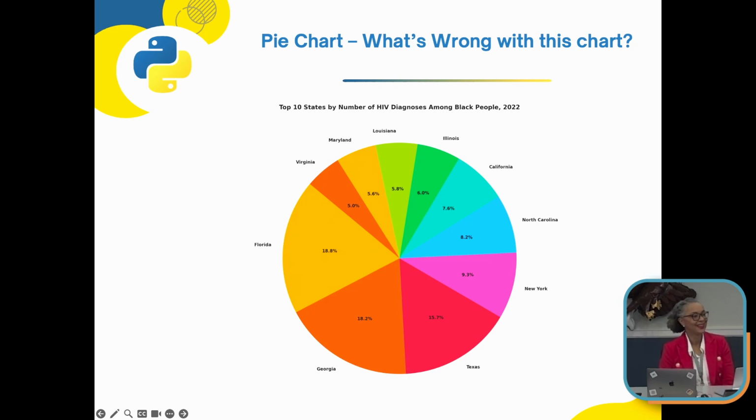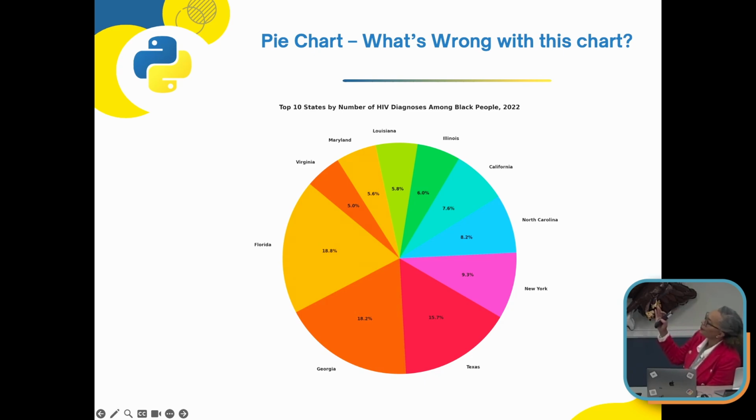Anybody else? I think the colors are too close. Yeah. Anybody else? Yes. It is a pie chart. Okay. Okay, so we're gonna have a discussion about that one. Hold that thought. Anybody else? Text is tiny. Okay. Yeah. Anyone else? This is what not to do. Okay.